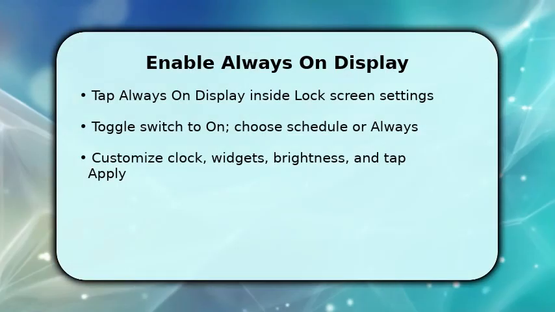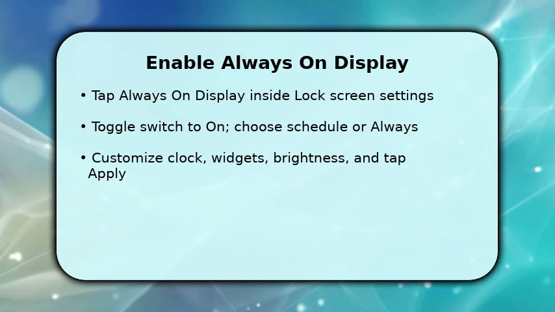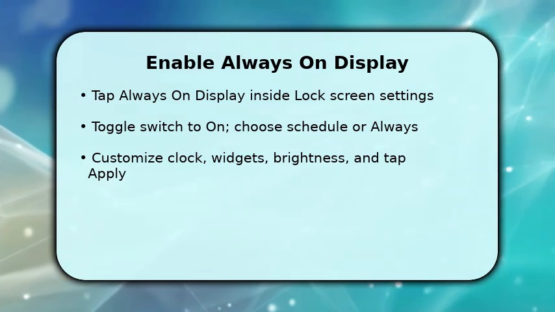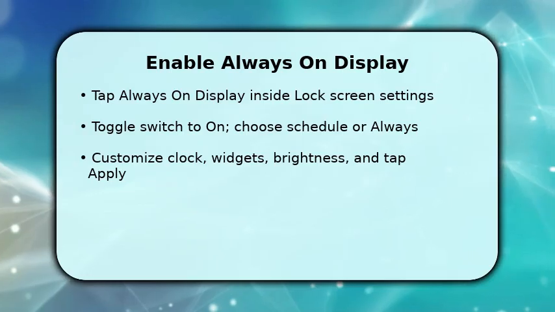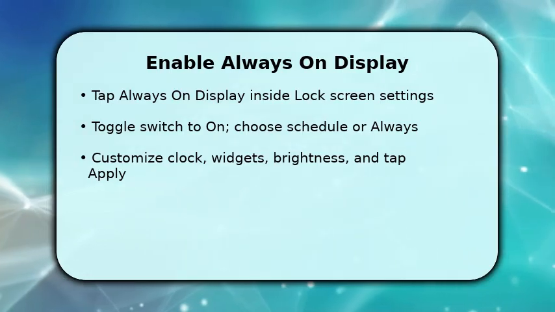You now enable Always on Display. Tap the Always on Display option within lock screen settings. Toggle the switch to on and decide whether to set it to always or use a schedule to save battery. Choose what fits your routine.